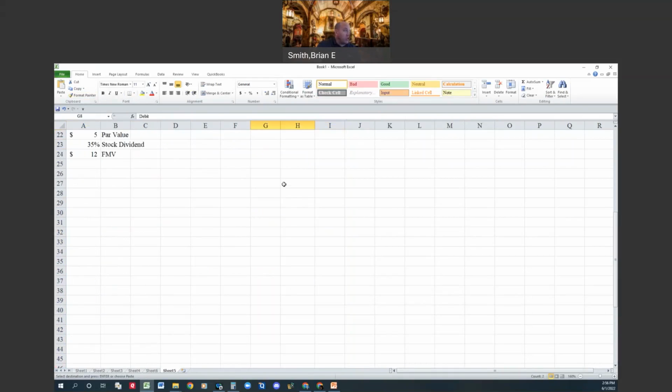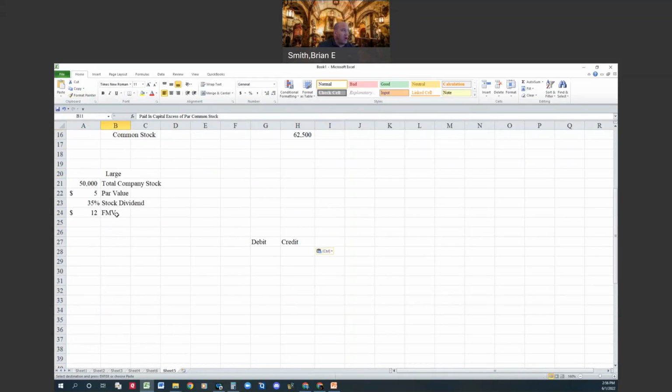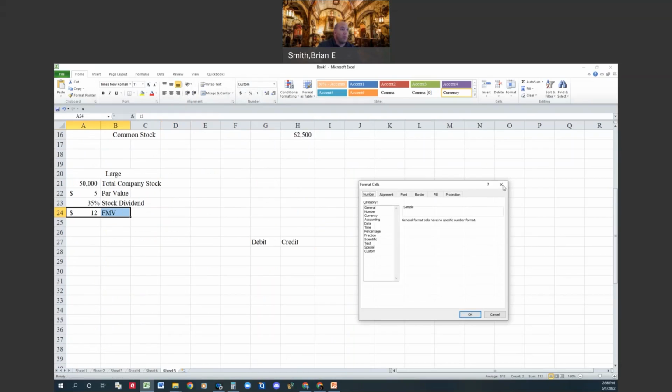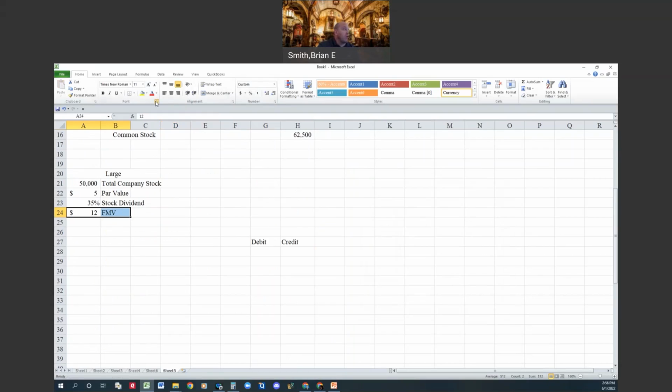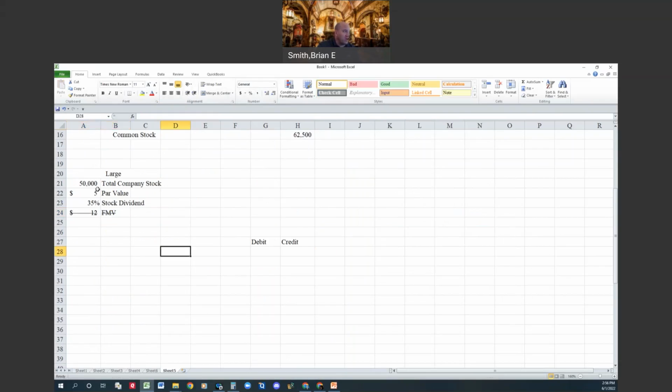All right, now what do we do with a large stock dividend? Let's find out. A large stock dividend is very similar to this, except we're not going to deal with paid in capital. We do not care about the fair market value. I want this struck through so that you can see it. We don't care about this in a large stock dividend.